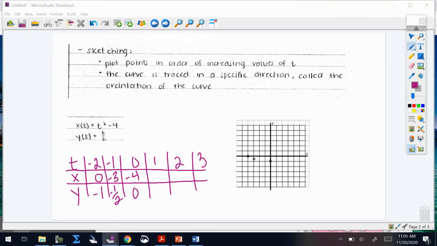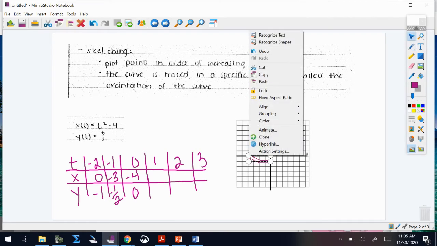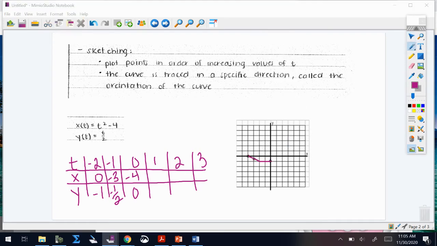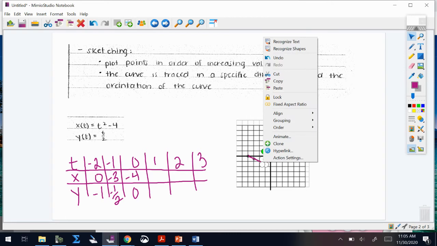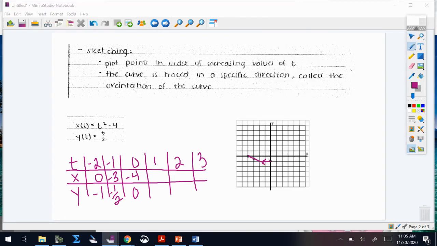So as I start to connect the dots and I draw, the direction that I draw is referred to as the orientation, and you're actually going to put little arrowheads on it. That's going to show the direction of what's happening as we put in bigger t's. So let me do another one here.